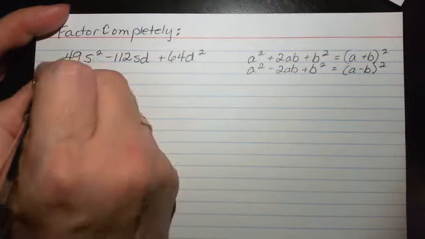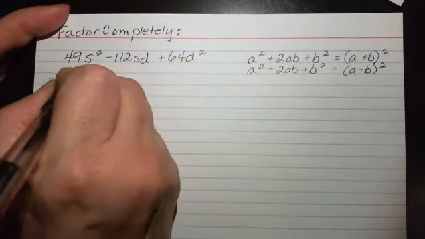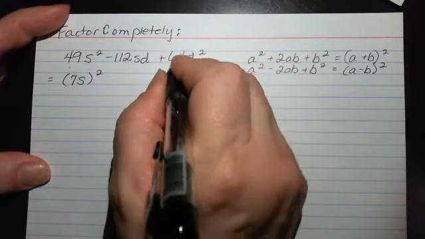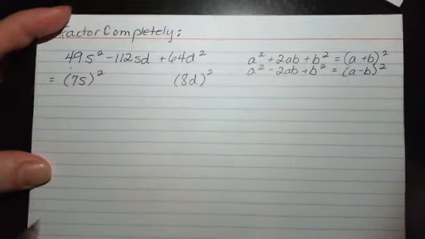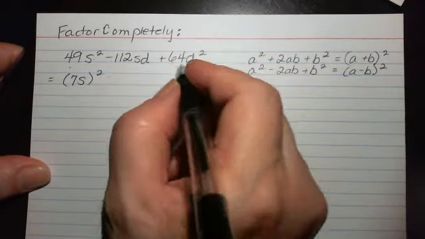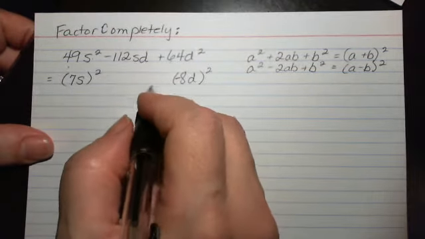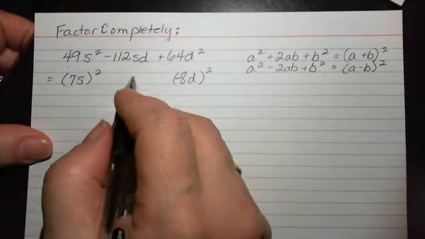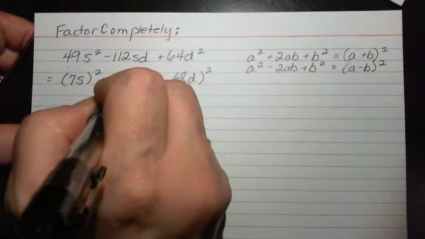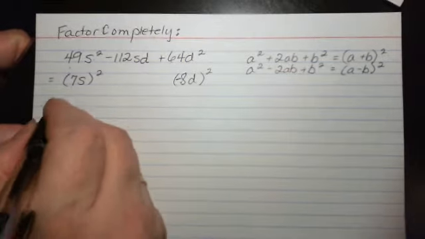Let's check. What do we square to get 49s squared? Well, we square 7 for 49 and s for s squared. What do we square to get 64d squared? We square 8 for 64 and we square d for d squared. Now, because this is a subtraction binomial, our second term is going to be negative. So let's put a negative there. Now, will that work for the middle term? Let's see, plus 2, let's see if it works. Okay, we're gonna check it.